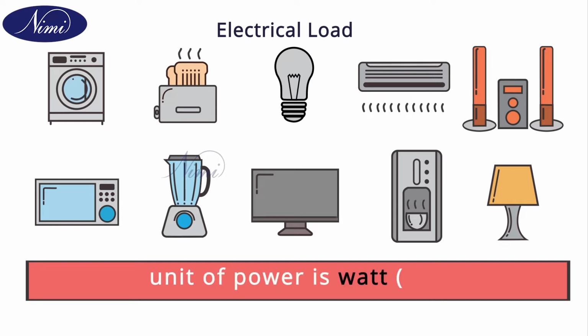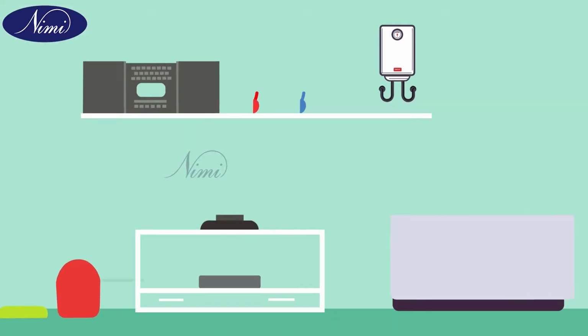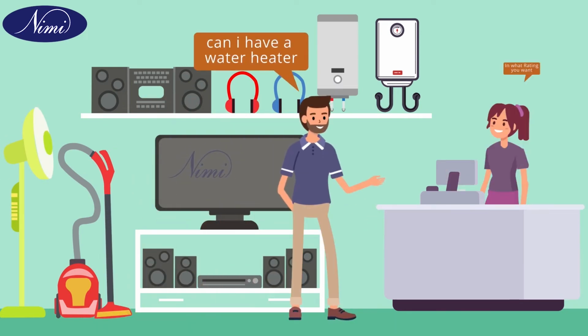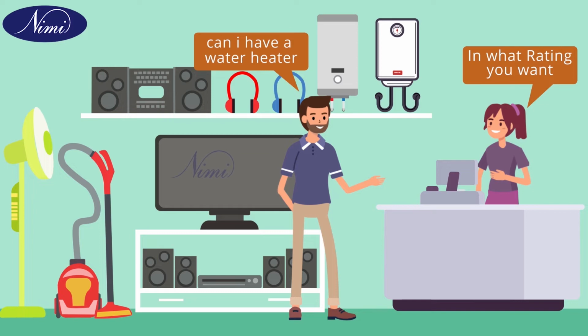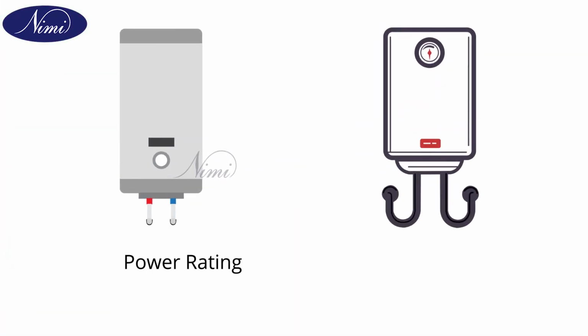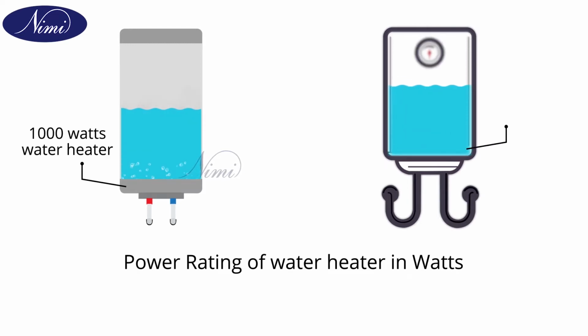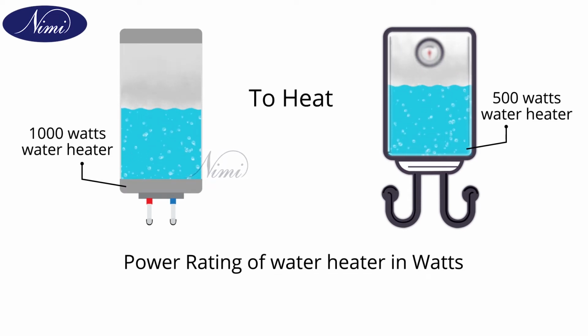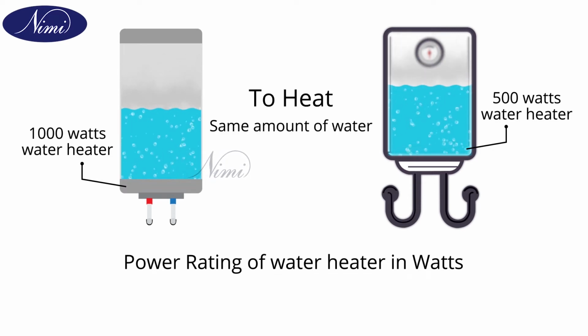Imagine you are going to a shop to buy a water heater. The shopkeeper may ask you the rating, that is the power rating of the water heater in watts. A 1000 watt water heater can do its work more quickly than a 500 watt water heater to heat the same amount of water. Let us move to the calculation part now.